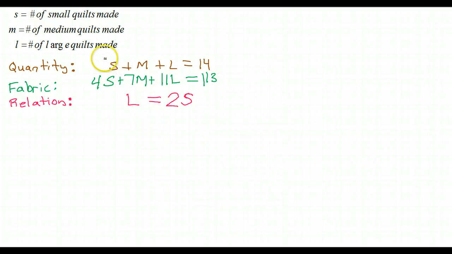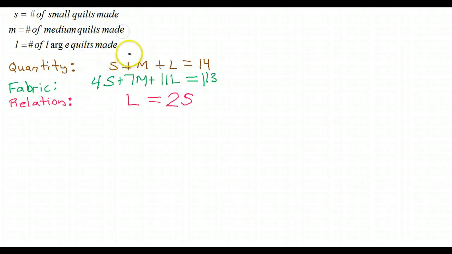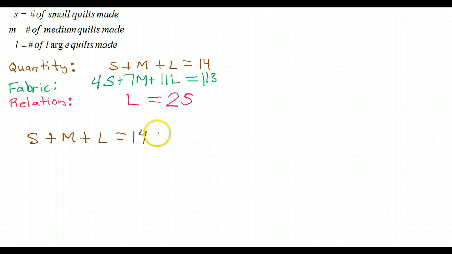So this is going to be my blue equation this time. I guess I could just use the color it is. I don't know why I'm prejudiced against it. Alright, so here we go. The quantity equation was this: S plus M plus L is equal to 14. So that's one equation. And then the fabric equation, I'm just going to recopy it.